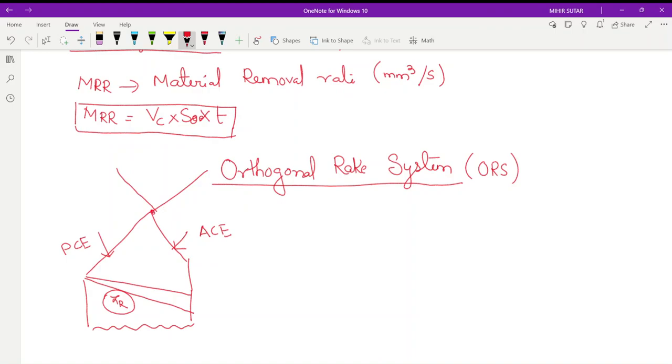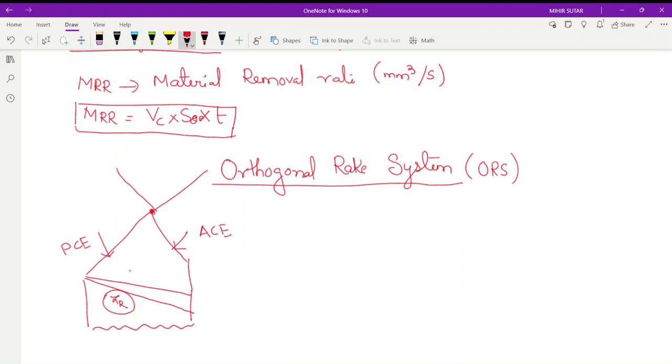Suppose this is the nose radius. Why is nose radius provided? I think I have told you. Nose is a point where the principal cutting edge and the auxiliary cutting edge meet. Nose radius improves the tool life as well as the surface finish. And if we provide too large a nose radius, then it will produce chatter or vibration in the machine setup.